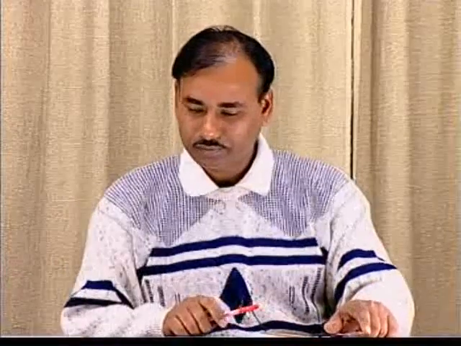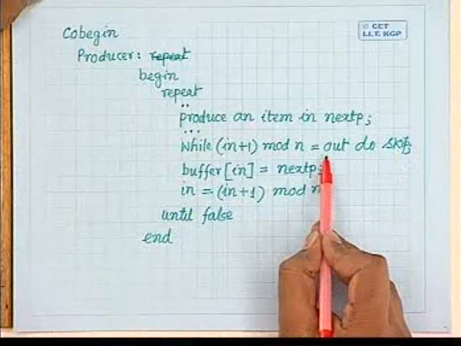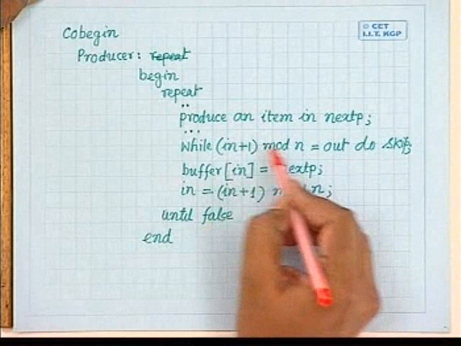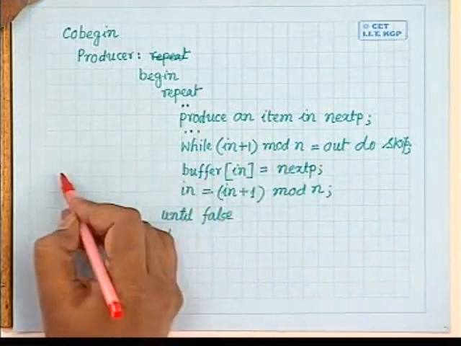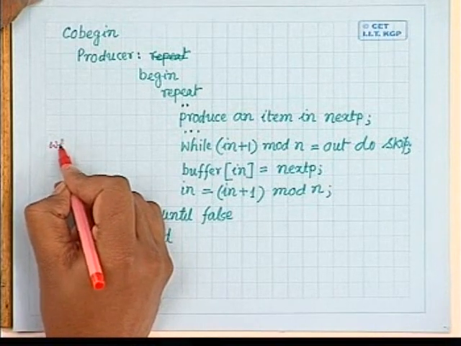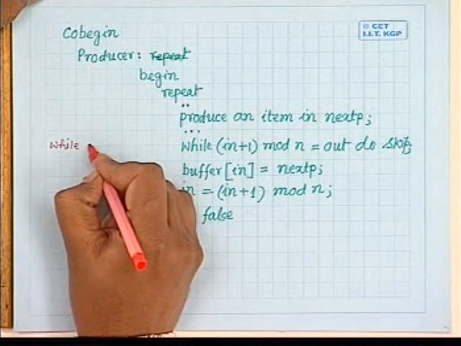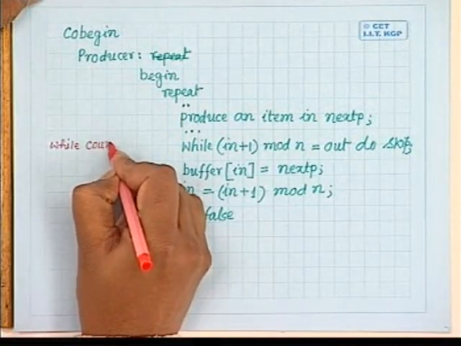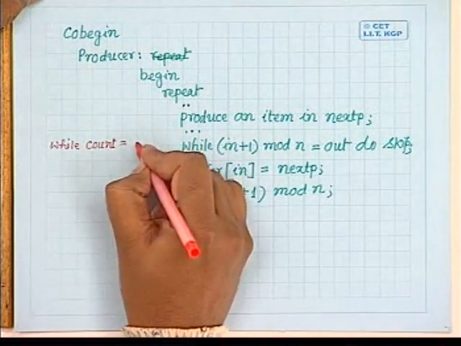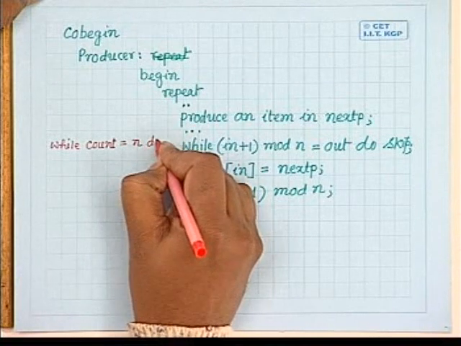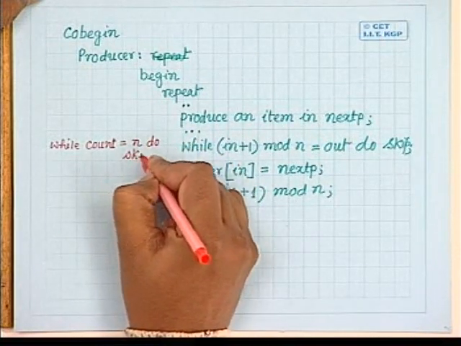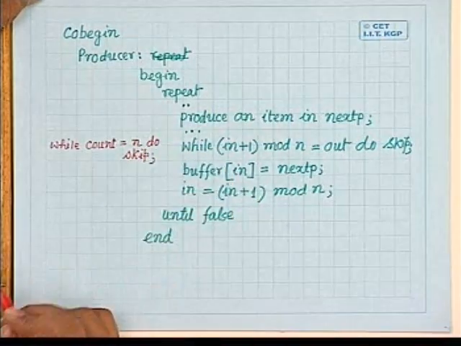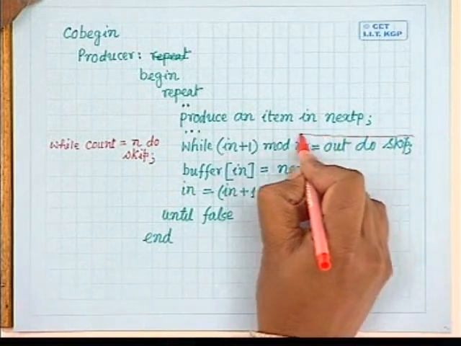So to make use of that, we have to make a very simple modification. Here, instead of checking while (in + 1) mod n equal to out, what we have to check is while count equal to n, do skip. This is the statement which will replace the earlier statement.